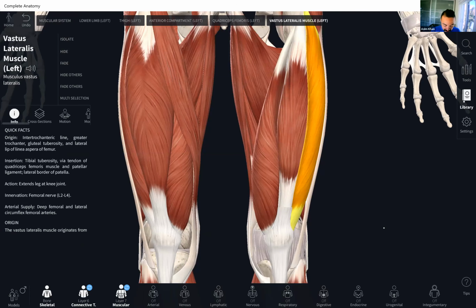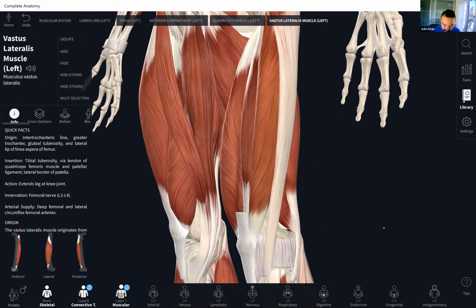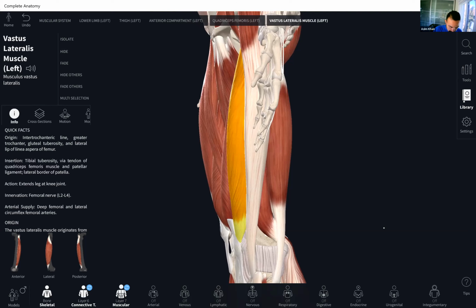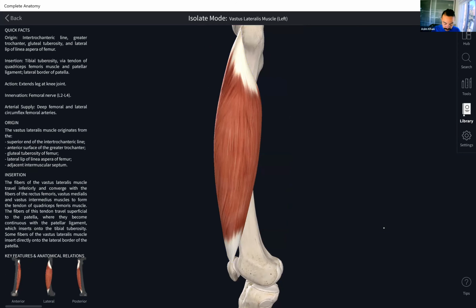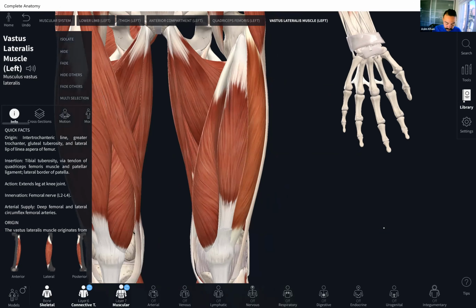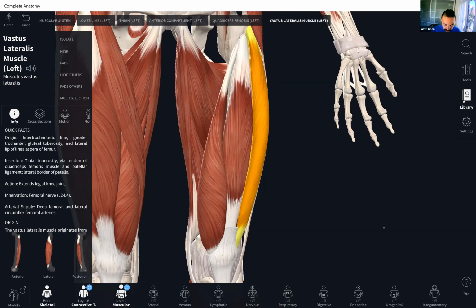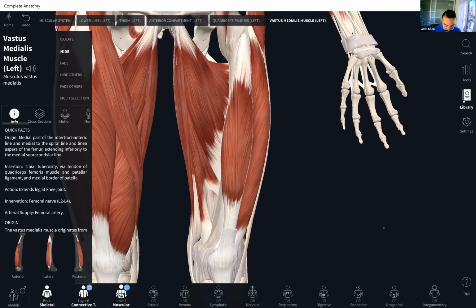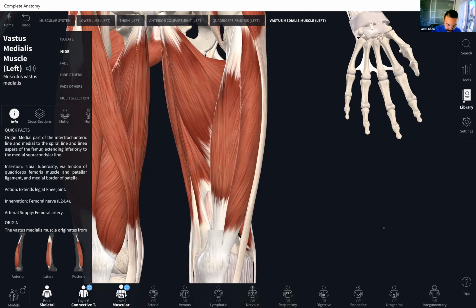And vastus lateralis. Look at how vastus lateralis is hiding a bit underneath, deep to the iliotibial tract. There we go. I'm going to hide vastus medialis so we can see the adductors better. All right, anterior view.